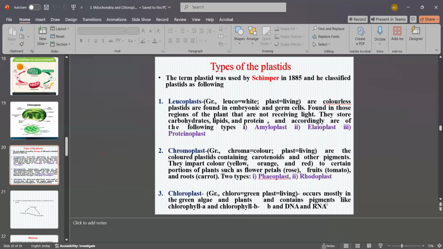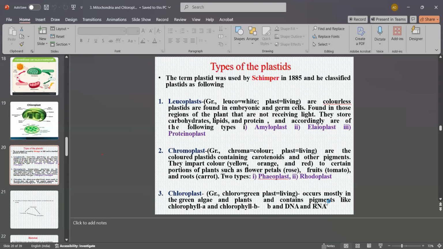Yugandhar classified plastids. Harish, am I audible? Yes, sir, audible. Harish, types of the plastids. The term plastids was used by Schimper.